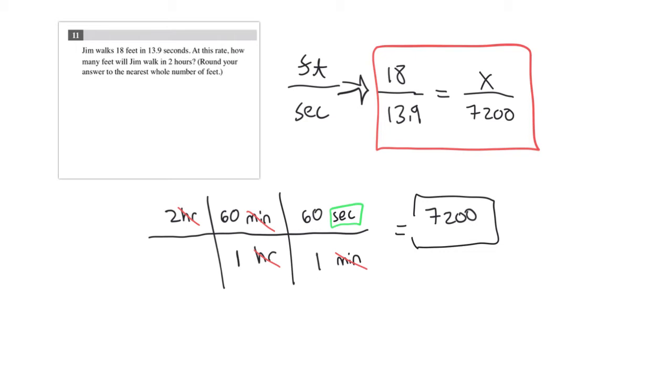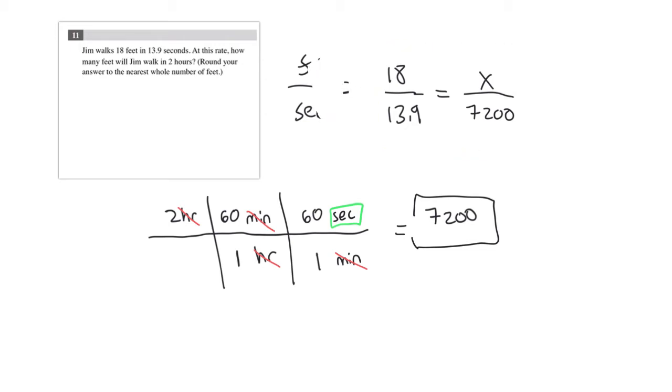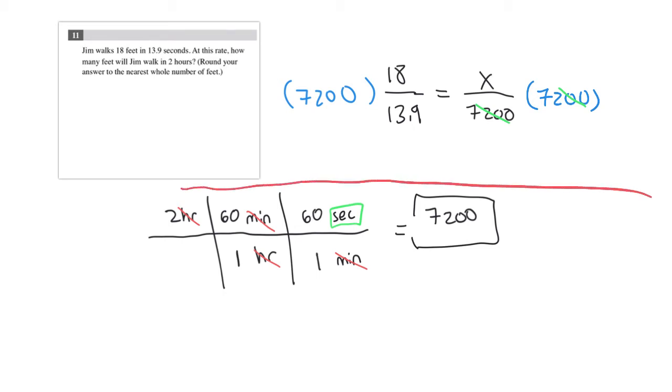However, I'm a fan of saving time. So rather than cross multiply, I'm going to simply multiply both sides by 7,200, because that would immediately get the x by itself. In doing so, these would cancel. We'll do a little divider here. We're going to end up with x by itself. But then the question is, what's 7,200 times 18 divided by 13.9?